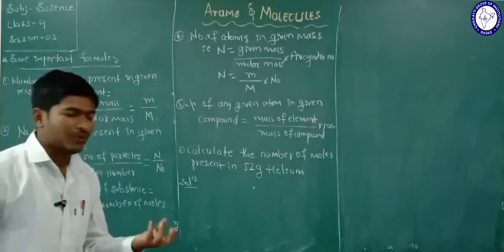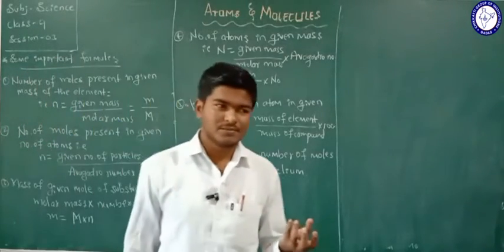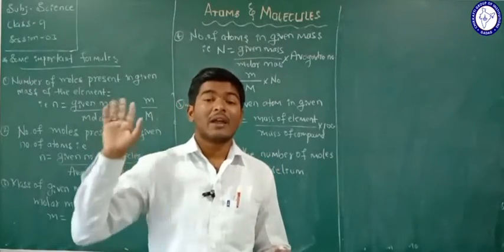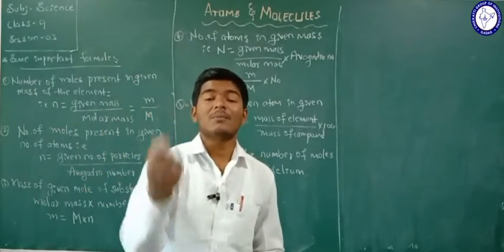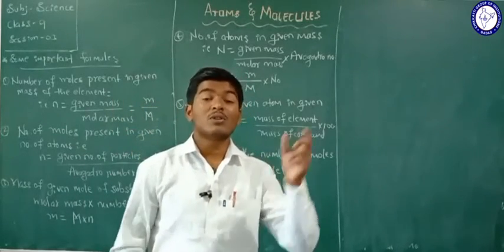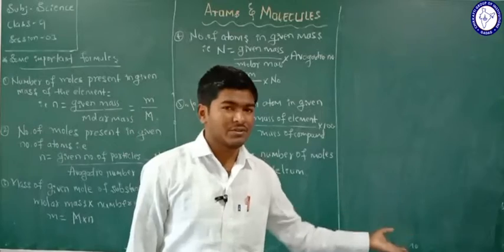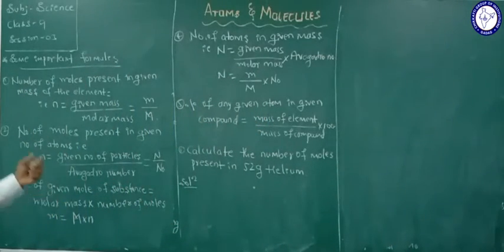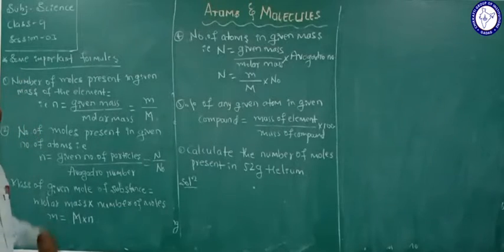I am taking one example here. If they give 56 grams of hydrogen and ask how many moles are present in 56 grams of hydrogen, then we calculate the moles of hydrogen atoms present in 56 grams of hydrogen. The second formula is the number of moles present in a given number of atoms.